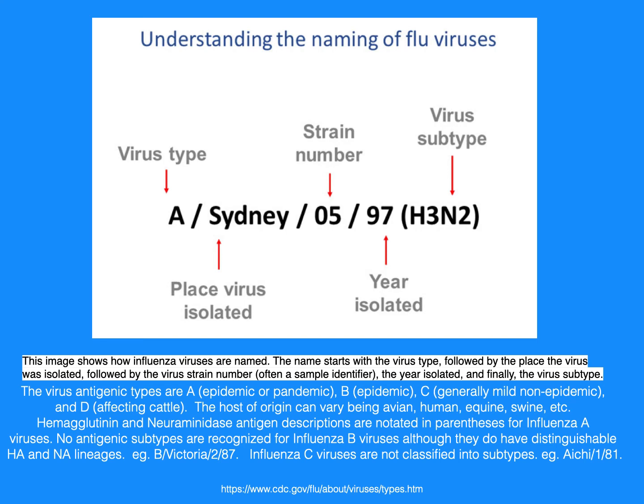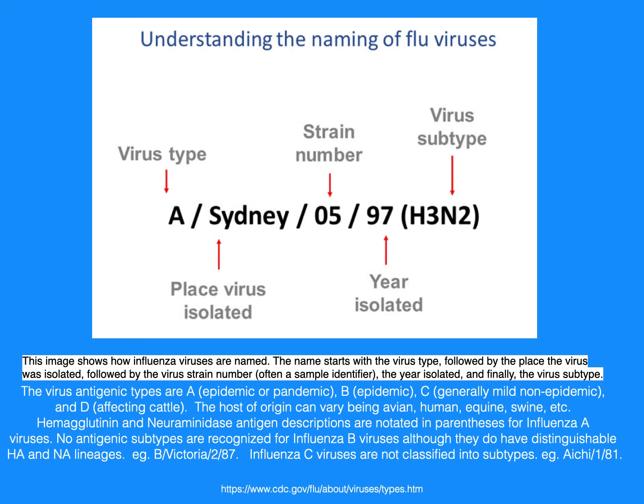The virus antigenic types are A, epidemic or pandemic, B, epidemic, C, generally mild non-epidemic, and D, affecting cattle. The host of origin can vary, being avian, human, equine, swine, etc.